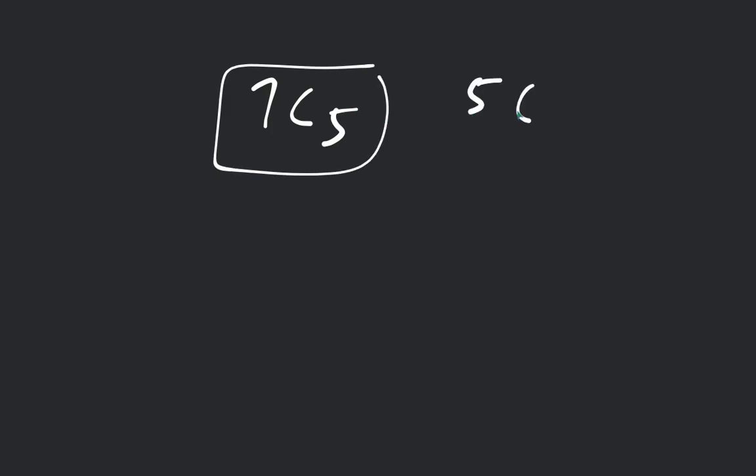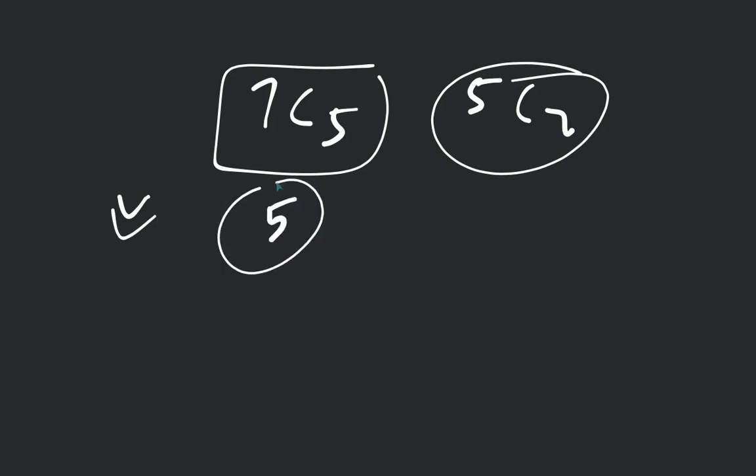Sorry, 5C7. Its answer will be, we cannot select any, there won't be any way, because there are total 5 students and I have to select 7 out of them. There is no possibility to select 7 out of 5. So yes, this is probably a bluff question. I would say second one.